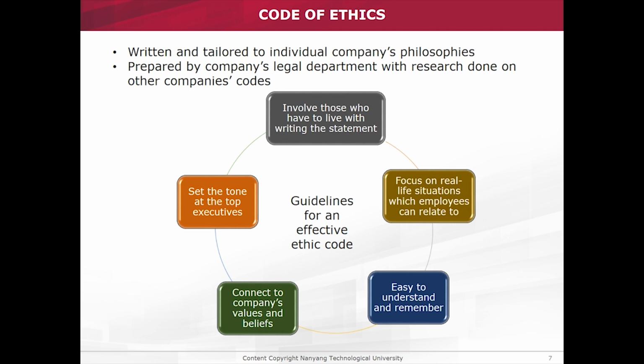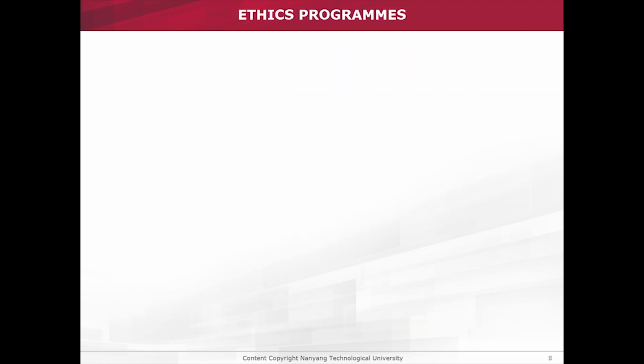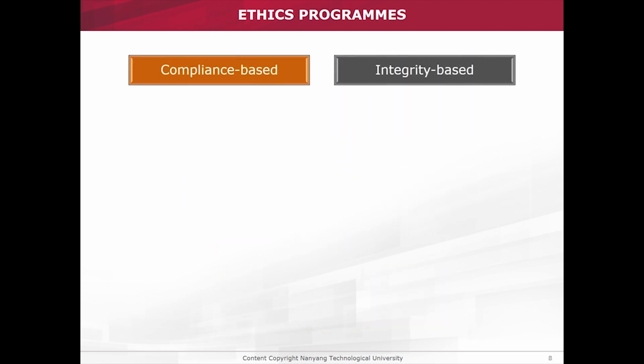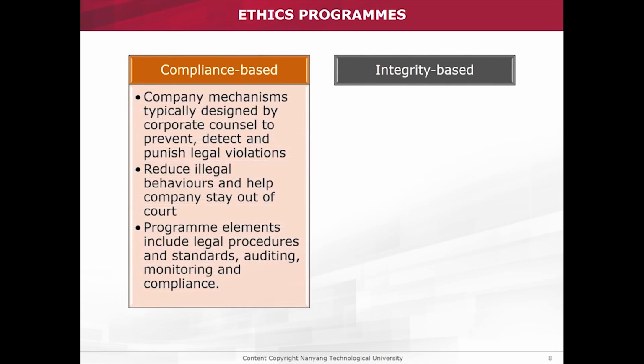Foremost, codes have to be lived, particularly at the top by executives who set the tone for the entire firm. Ethics programs come in two types: compliance-based and integrity-based. Compliance-based programs seek behavioral results by preventing, detecting, and punishing ethical infractions. These behavioral measures aim at keeping the organization out of legal entanglements and lawsuits.